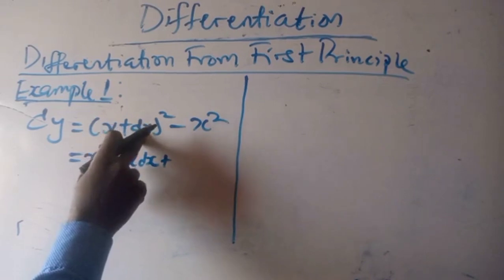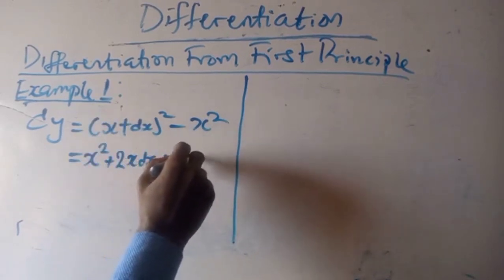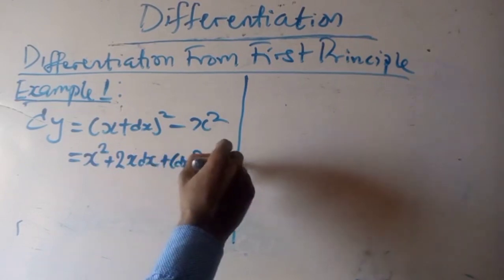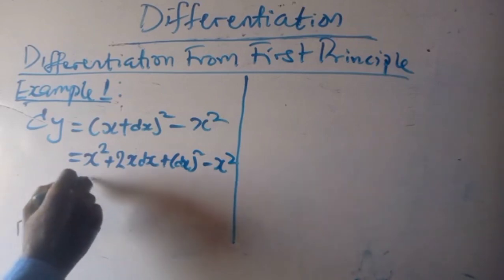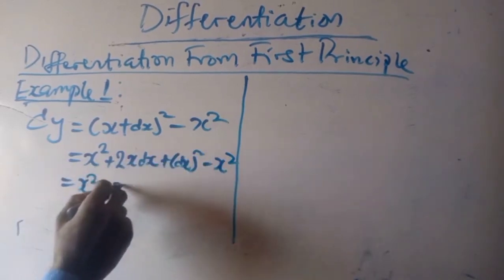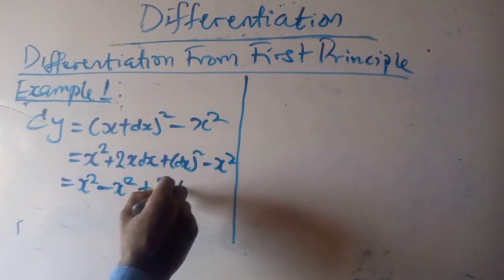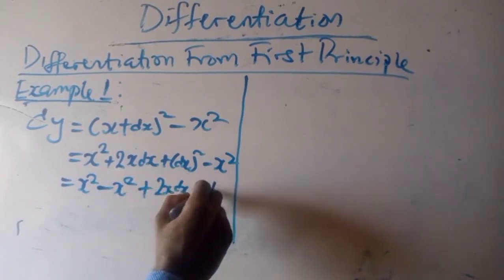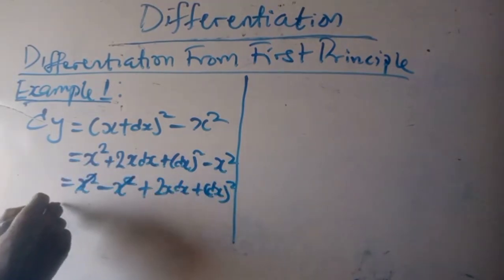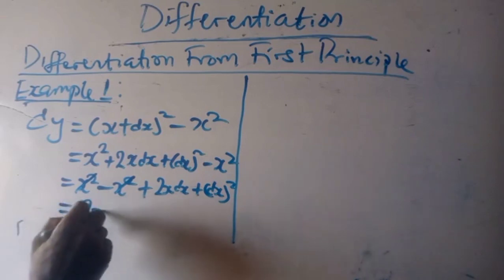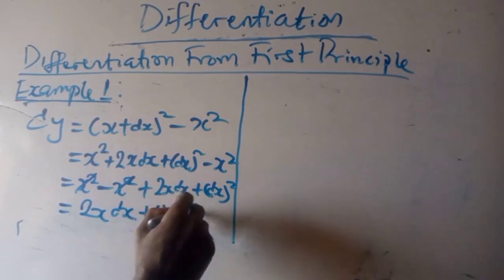Then we multiply this by itself. It's going to be x squared minus x squared. If we collect like terms, x squared minus x squared plus 2x δx plus δx squared. So the x squared terms cancel each other out. What do we have? We have 2x δx plus δx squared.